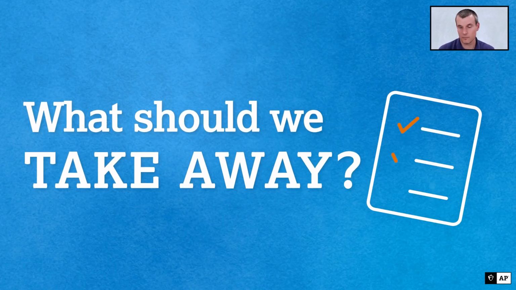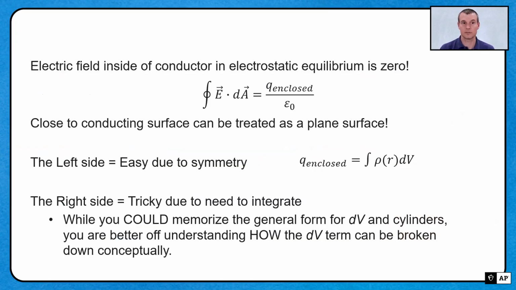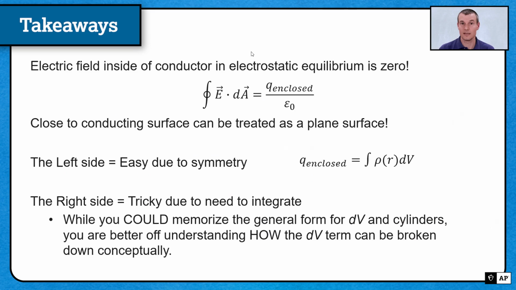So what should we take away from this video for our cylindrically symmetric surfaces? The main thing is if it's a conductor, it's going to be 0. Don't forget that. But if you're close to that surface, you can almost treat it as though this crazy shape, whether it's a cylinder or a sphere, whatever it might be, was a plane surface. It's a fun little shortcut.